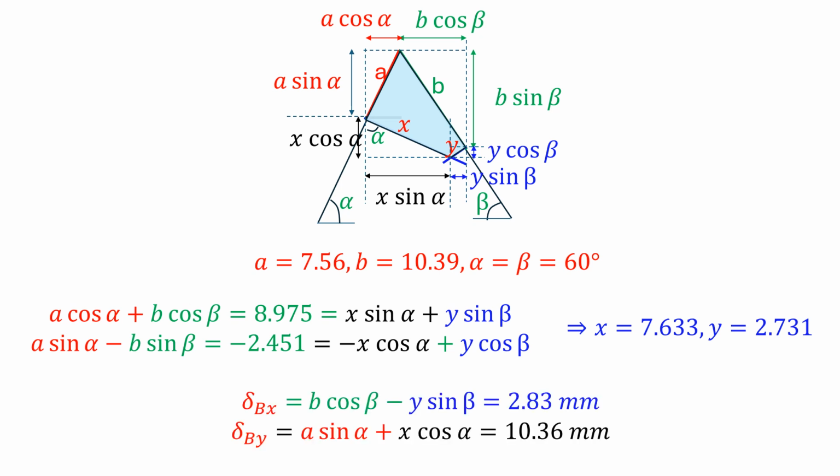So again, if we have to find out the horizontal displacement of point B, that means how much the point B has moved from its original position in the horizontal direction, you have to write B cos beta minus Y sin beta, which is 2.83 mm, and the vertical displacement will be 10.36 mm, which are the correct answers.